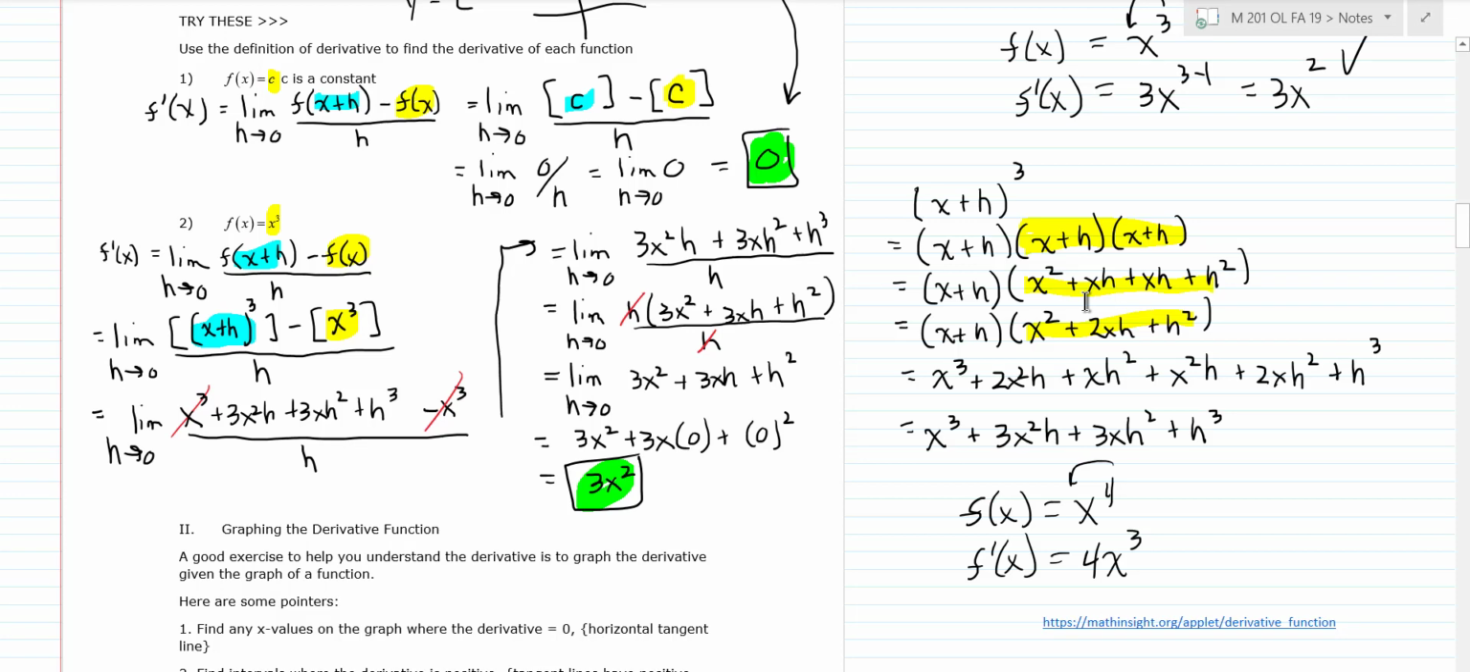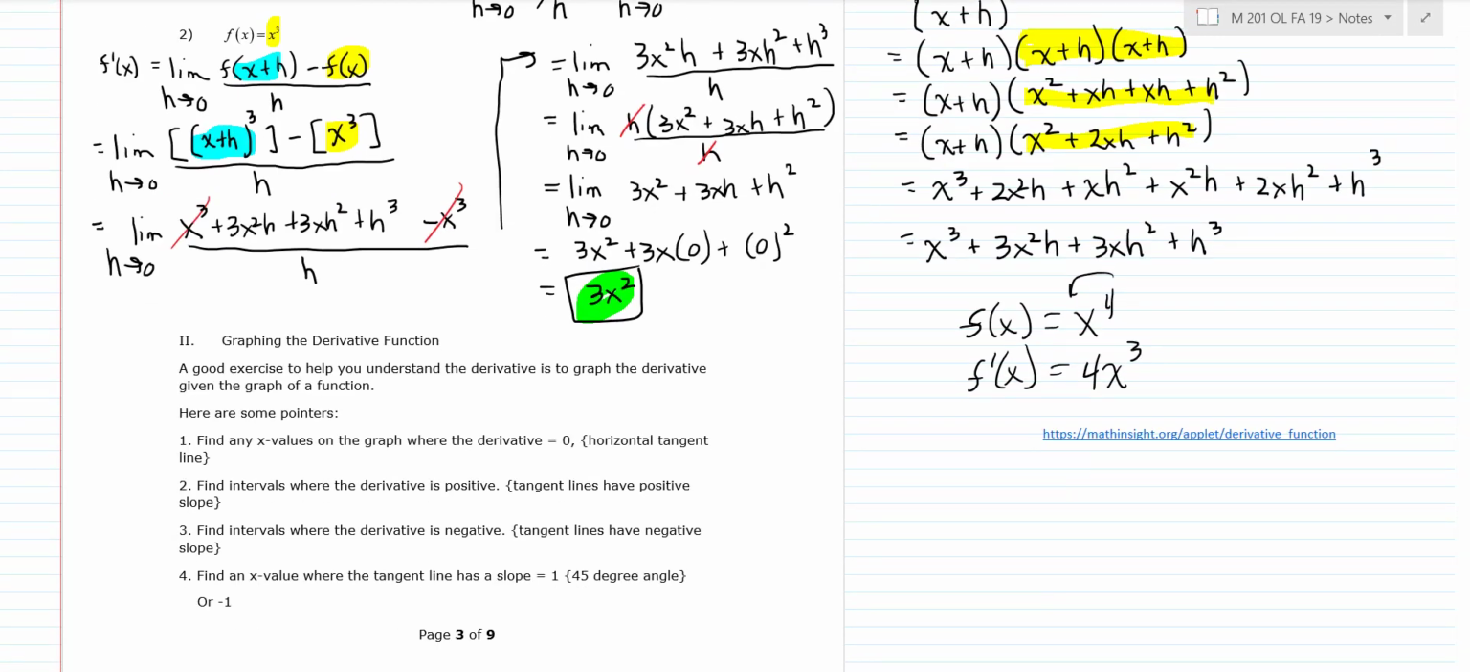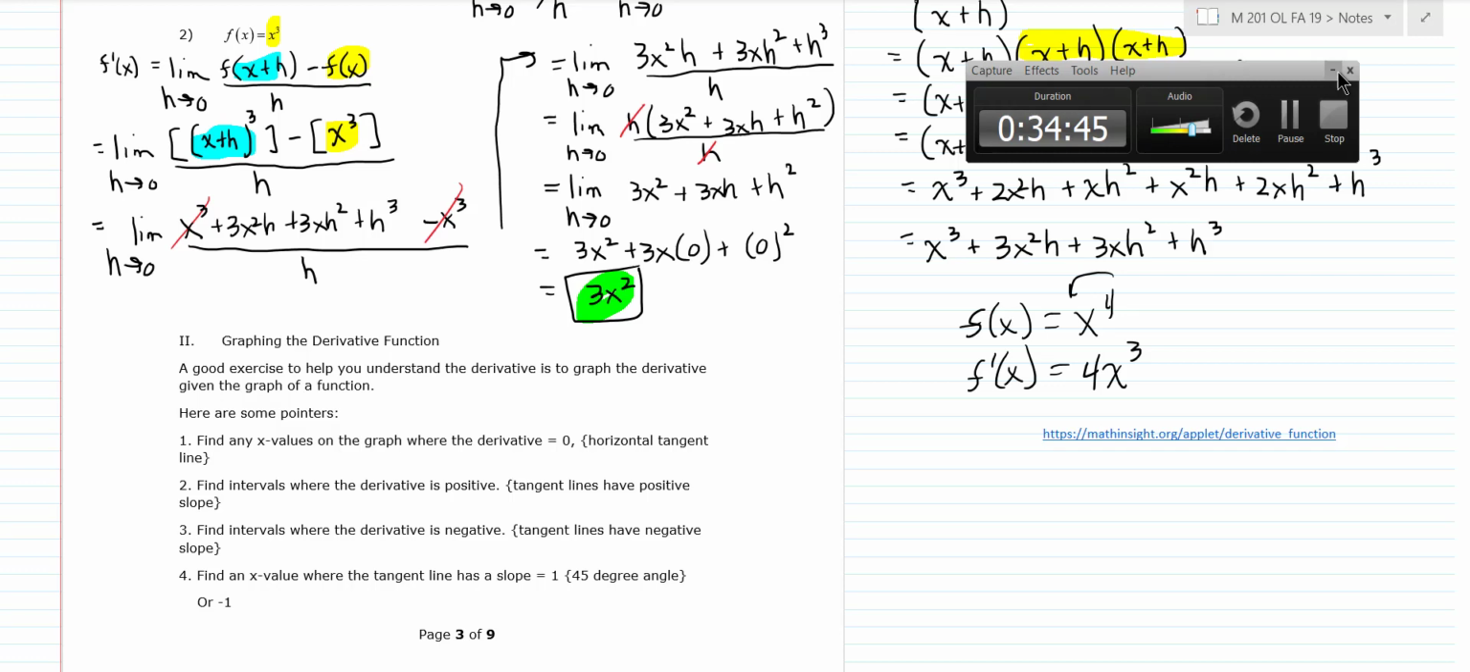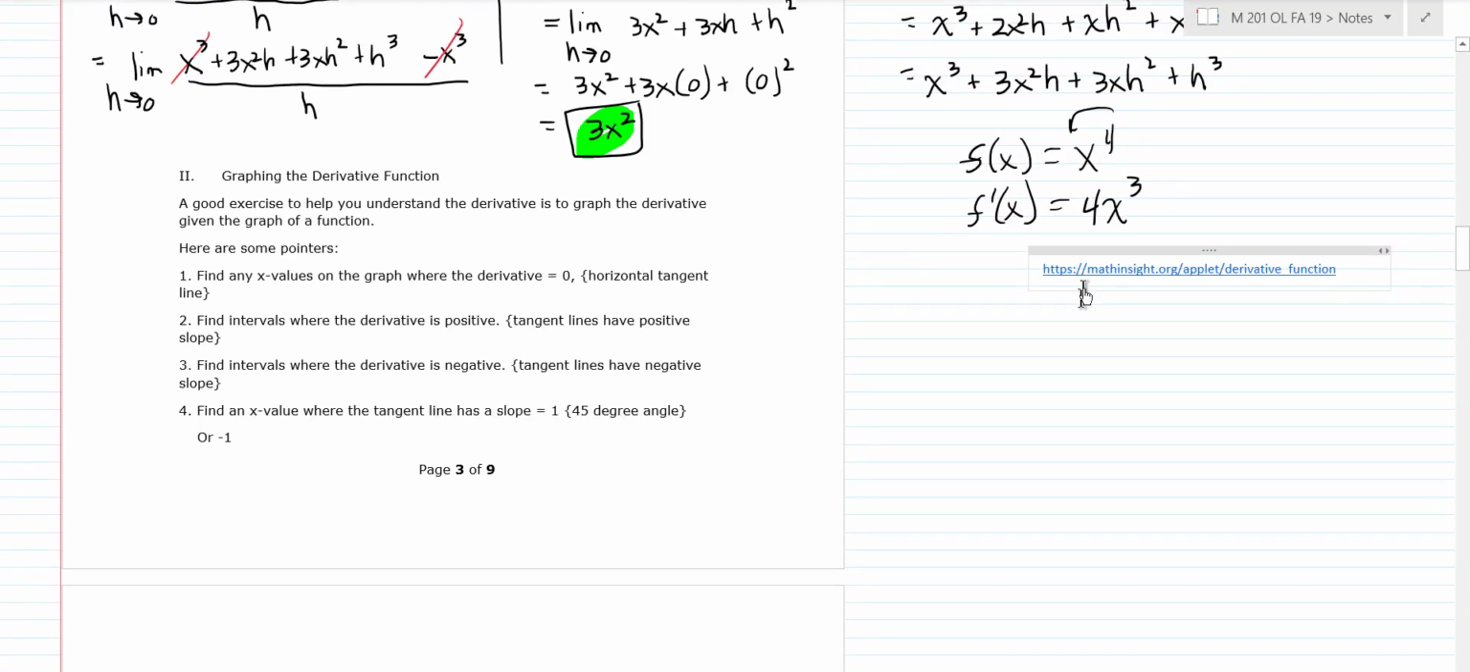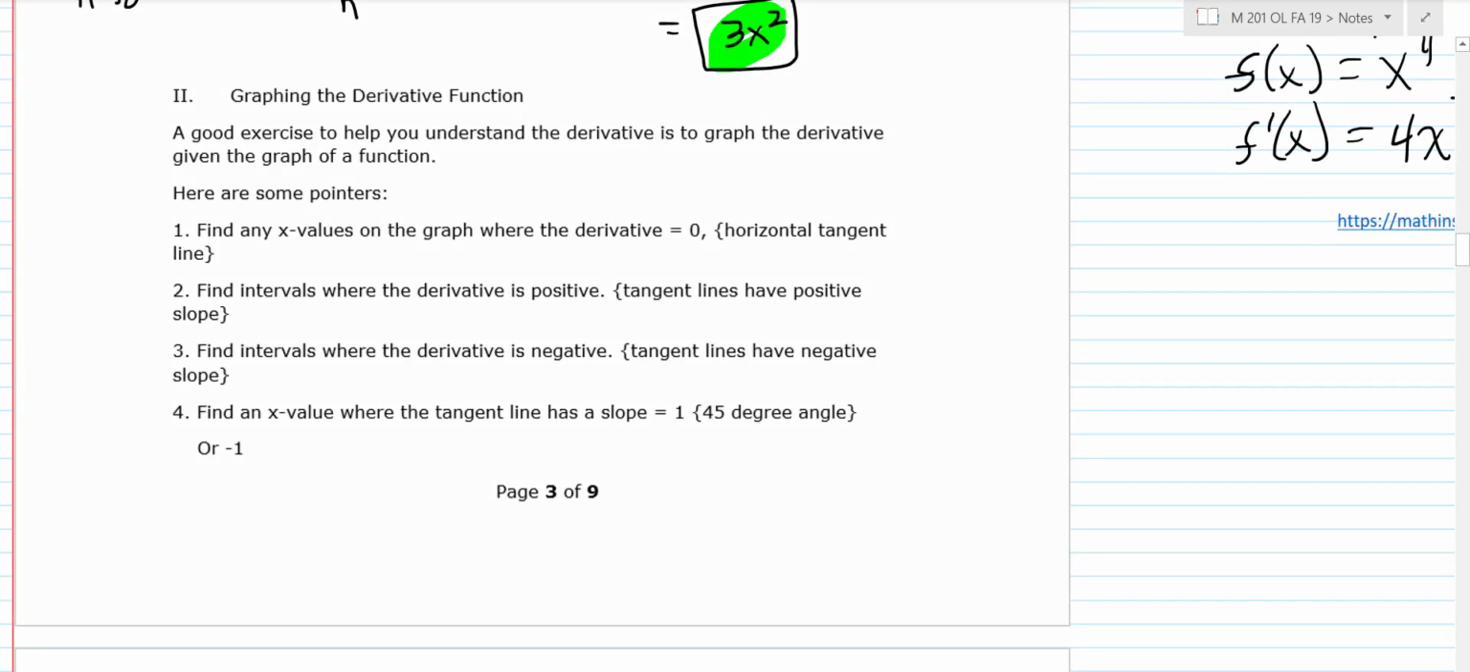Okay, so the next thing in here is going to be the idea of graphing a derivative. So if you're given a function, to help you understand derivatives, we like to have students graph derivatives too. It's a good mental exercise. So a couple things I recommend is find x values where the derivative is 0. That would be where you have a horizontal tangent line. Find intervals where the derivative is positive. That would be where tangent lines have positive slope. That would be like the tangent lines are going up like this.